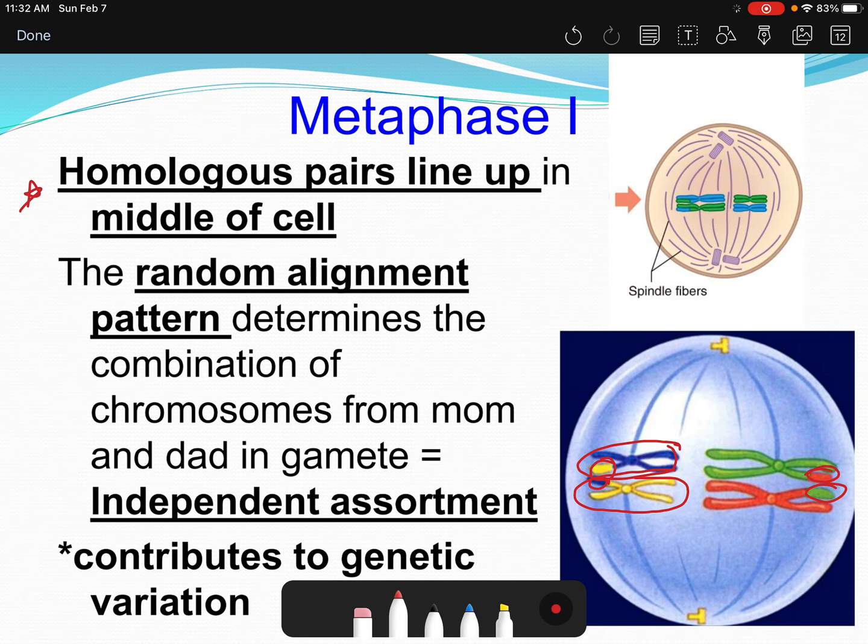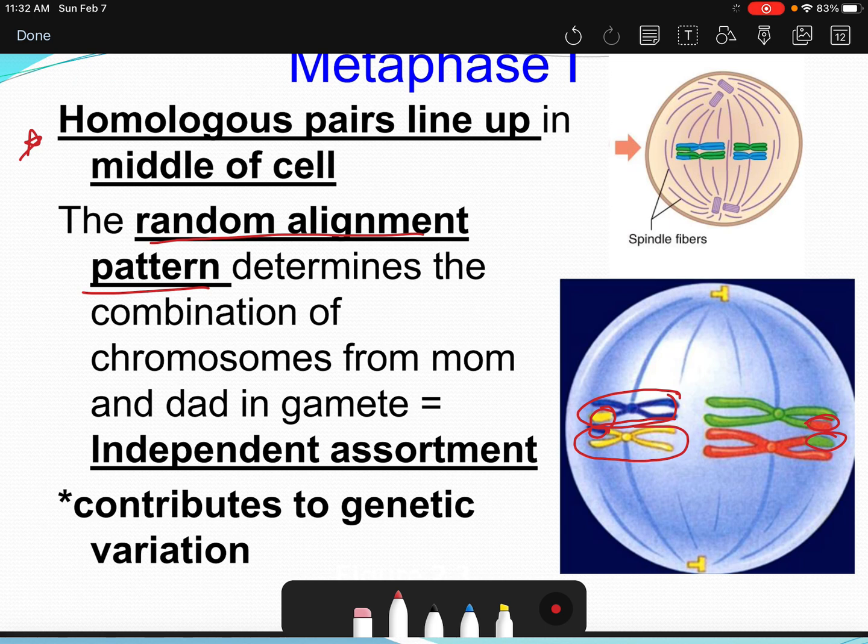Now, when these chromosomes line up in pairs across the middle of the cell, they line up randomly, okay? And so because they line up randomly, how they're going to get pulled apart is totally different. You might get different combinations going one direction and then going the other direction of those chromosome pairs. And we call this independent assortment. And again, this is the second big way that it contributes to genetic variation. When those chromosomes line up randomly, it means you're going to get a new combination of chromosomes that were contributed by mom and dad.